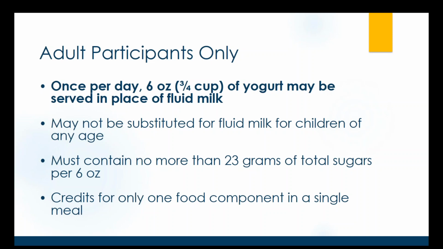Yogurt may not be substituted for fluid milk for children of any age. Yogurt must contain no more than 23 grams of total sugars per 6 ounces. This requirement is discussed in more depth in the meat alternate section of the new meal pattern training. Yogurt may only credit for one food component in a single meal. Therefore, it may not credit as a milk and a meat alternate in the same meal. Yogurt may only be substituted for milk for adult participants at one meal period per day.